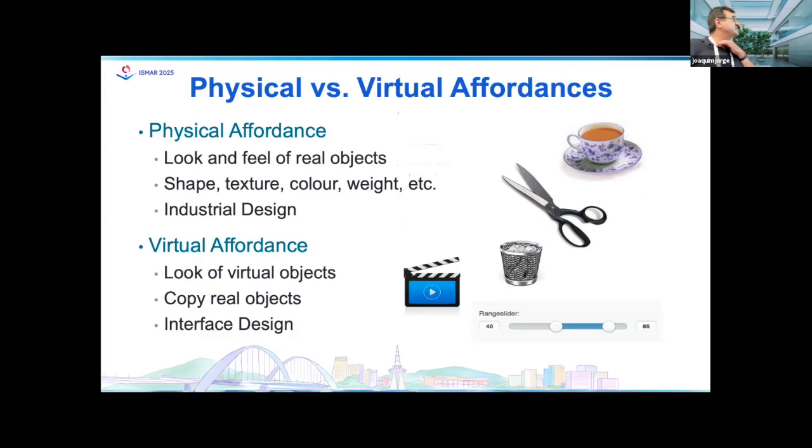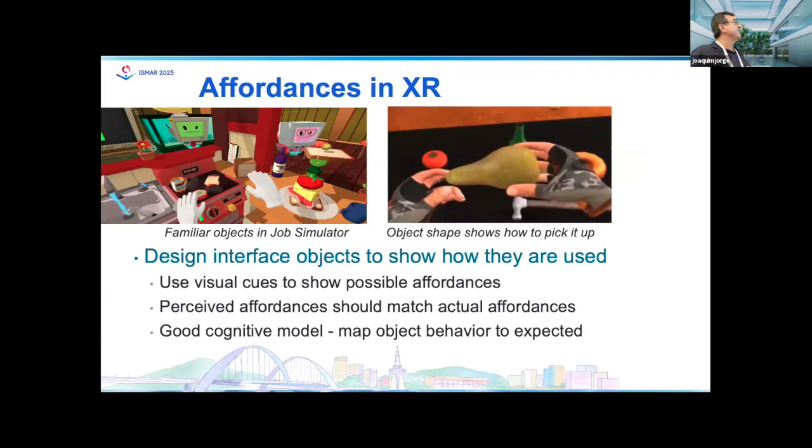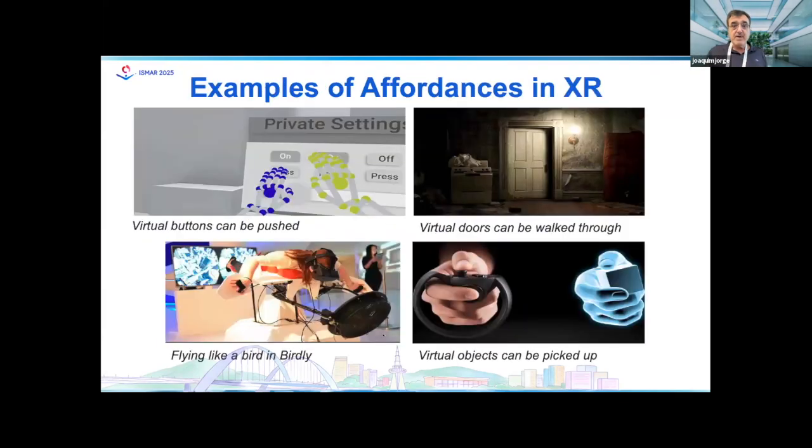So the virtual affordances are related to the look of virtual objects. Copying real objects is a good idea because then you can transfer motor skills to interface design. And of course, they are important in industrial design. And here are examples of design affordances in XR.